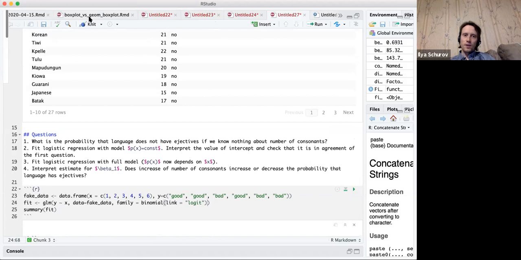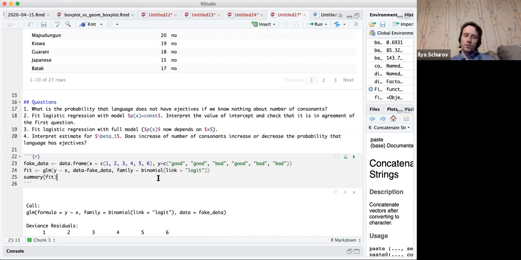So if you need any help, just let me know. I can look at your code and say something, or I can show you some other parts of my code if you need it.